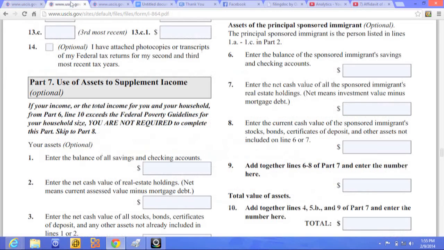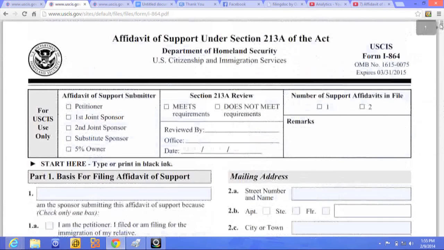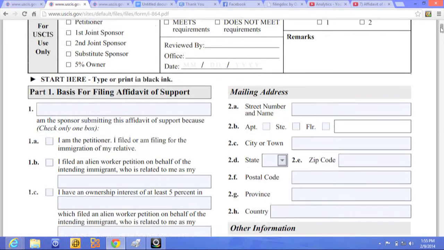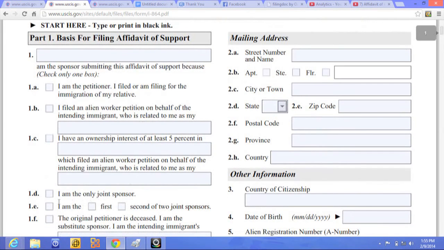Let me show you this form. Let me show you the top. You see, that means when you are filling the form, you are filling the form like a petitioner. Okay, if your income is not enough, another person is going to fill the form, but this person is going to fill it as the only joint sponsor. That means this person is going to click here because he's the sponsor.